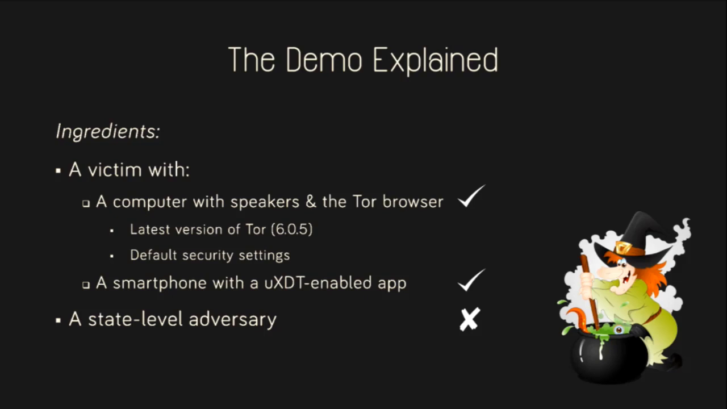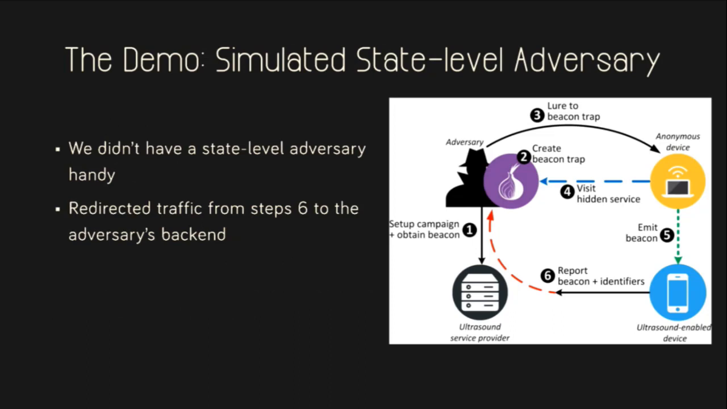However, as we said previously, we don't really have a state-level adversary handy. But what we have is the latest version of Tor, a computer with speakers, and a smartphone which is running an ultrasound-enabled framework. So since we didn't have a state-level adversary, we simulated one, and I'm going to explain how we did that. The only difference with the attack that we observed previously is that on step six, instead of sending the identifiers to the ultrasound service provider, we redirected them to the back end of the adversary. And that's the only difference.